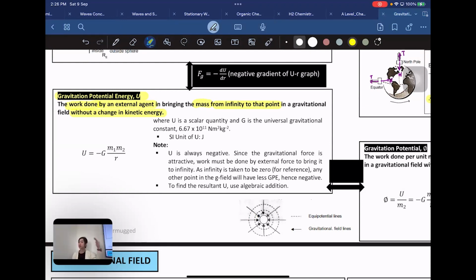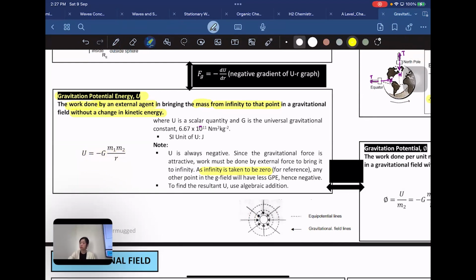That's why at infinity, the gravitational potential energy is taken to be 0. Understand? Infinity is taken to be 0 for GPE. And the GPE formula is equivalent to negative G M1 M2 over R. That's the difference between the two. Okay? So it's important for you to take note, this one is negative also.